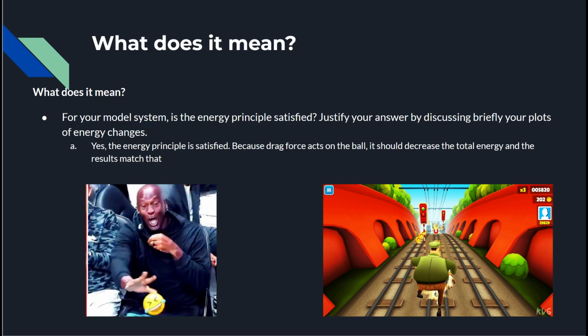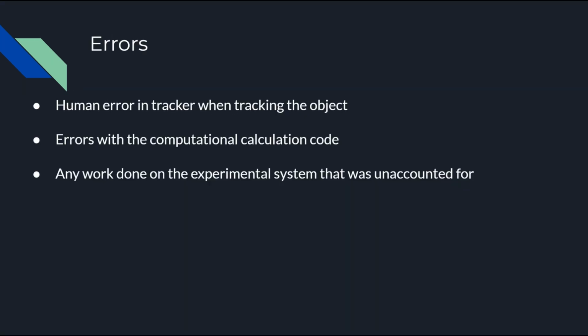And then errors: there's human error in Tracker while tracking the object, but I think the biggest source of error in this case would be from the computational calculation code, because I haven't done Python coding in like 3 years. So I don't know if I did it right, and also GlowScript is weird. And also any other work done in the experimental system that was unaccounted for, that's not gravity or drag force.